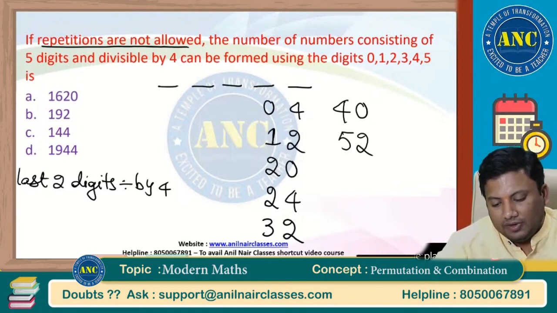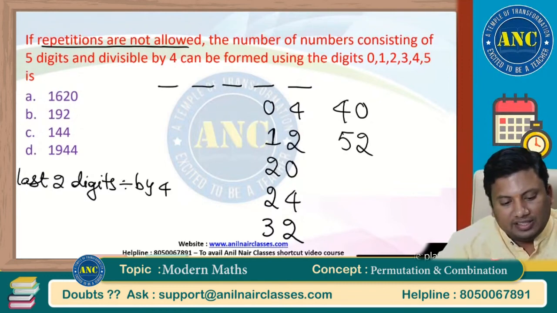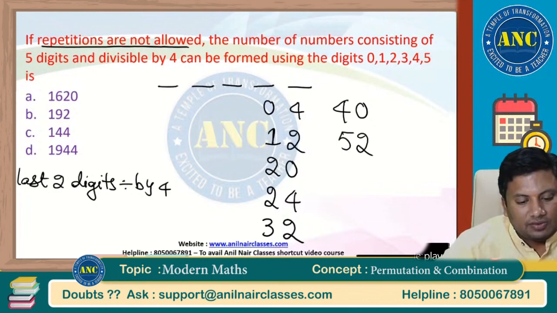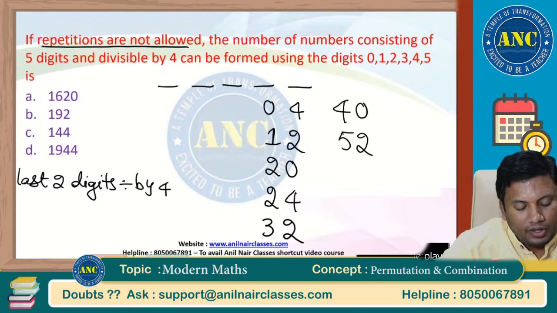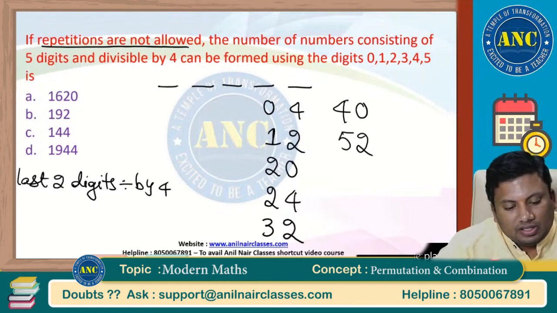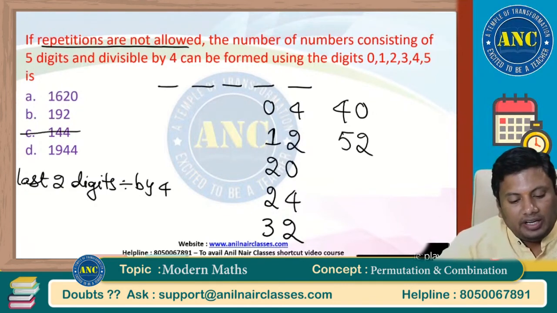How many cases we got? 1, 2, 3, 4, 5, 6, 7. 7 cases we got. Answer should be divisible by 7. These 7, 144, it is not divisible. 7 2s are 14, 22. It is not divisible.